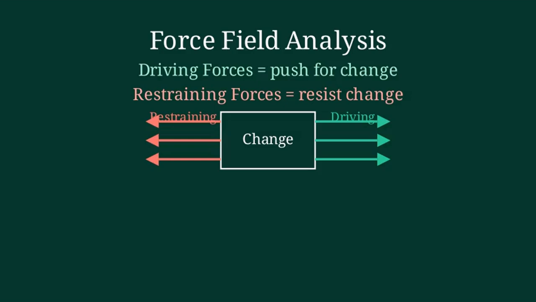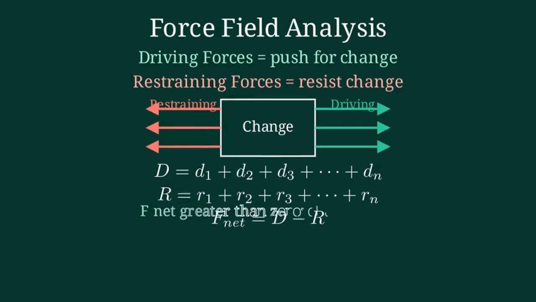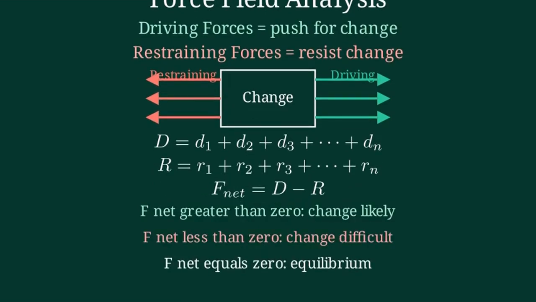On the math side, we score each force from 1 to 5. The total driving force is D, and the total restraining force is R. The net force is D minus R. If the net force is positive, change is likely. If it is negative, change is difficult. If it is 0, the system is in equilibrium.